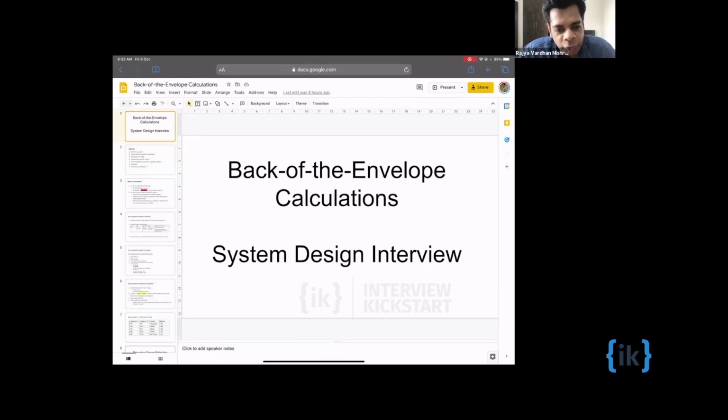This session is going to be very important for you in system design interview. Recently, I've worked through my Google interviews and lots of other interviews before that in the top companies. And this was the one skill which really helped me a lot: the back of the envelope calculations.